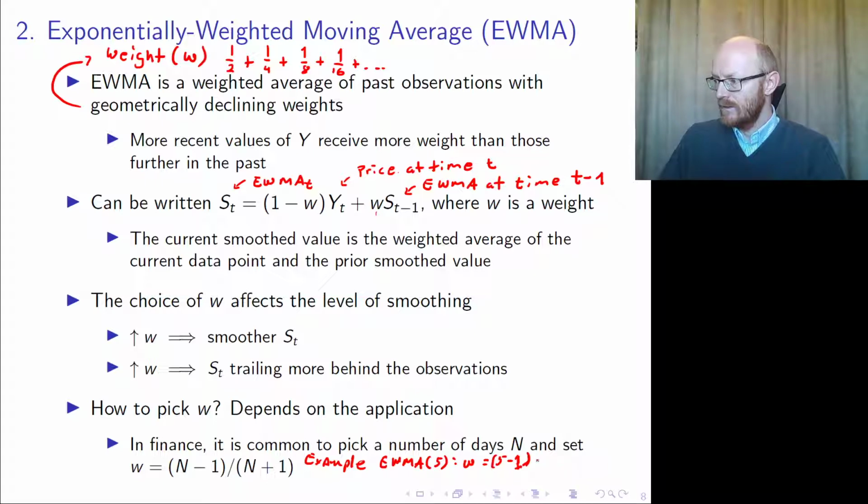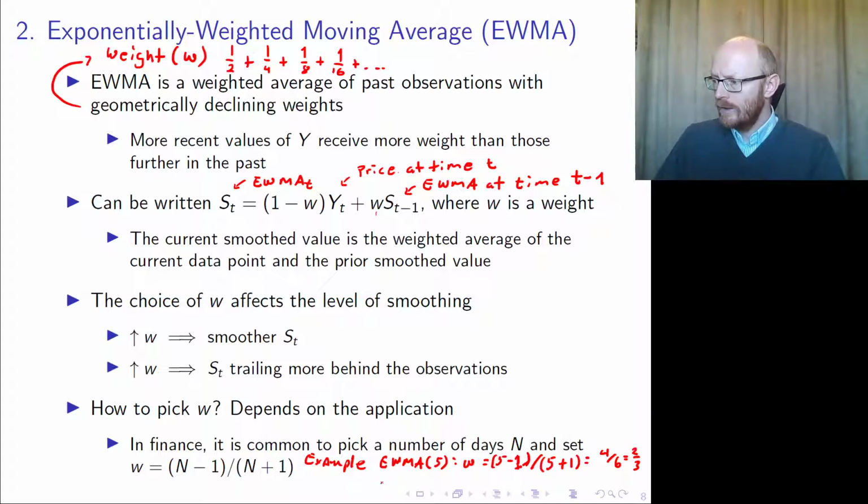That's supposed to be 1 divided by 5 plus 1, which is 4 divided by 6, which is just 2/3. So the number of days in the exponential moving average, or the average day of the weight, is given by this formula.